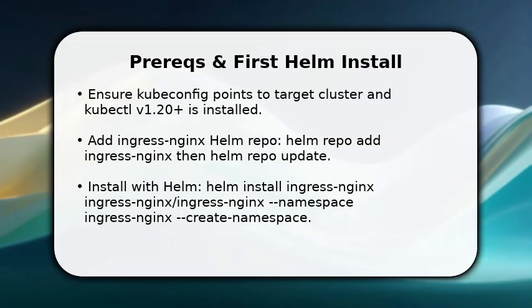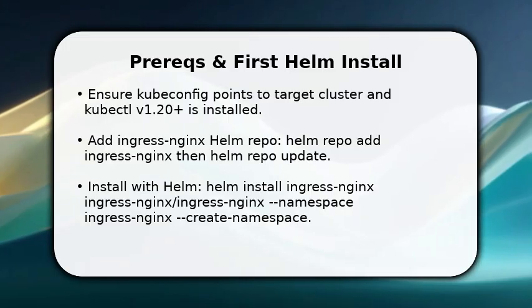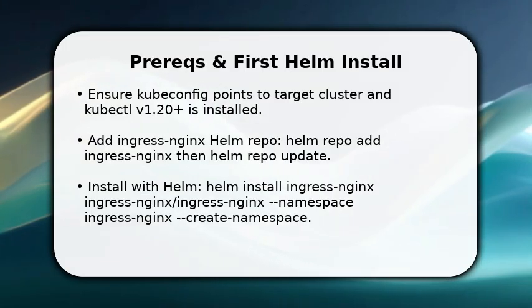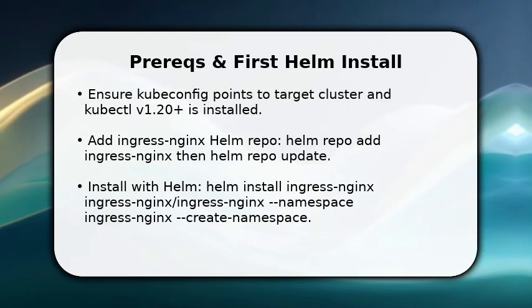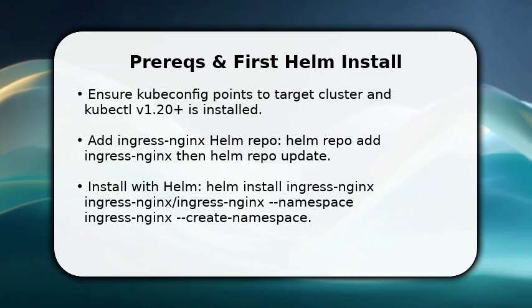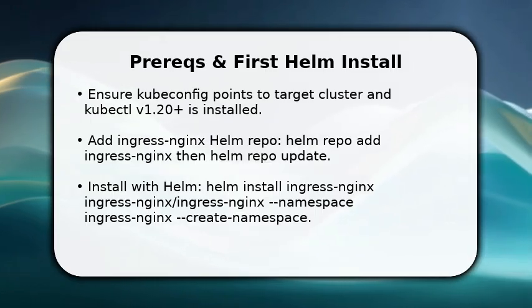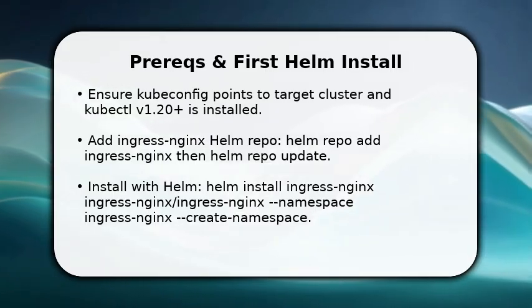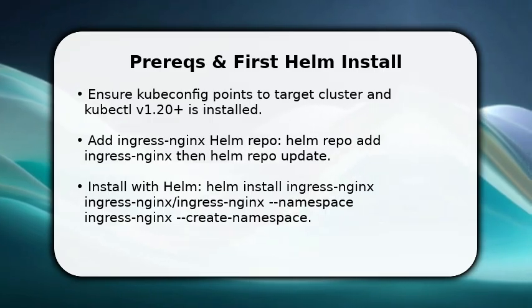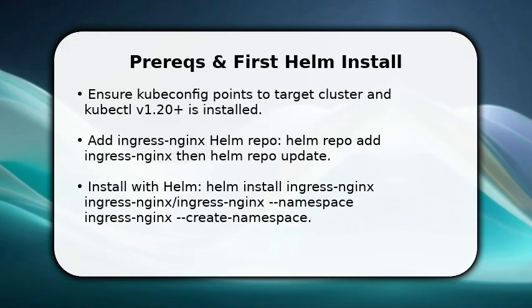You already have a cluster and kubeconfig. Start by adding the official Ingress NGINX Helm repo and updating it so you pull the latest manifests. Then create the ingress-nginx namespace and run Helm install with a clear release name. This deploys the controller deployment, service, CRD, and default config map. You do this to get a supported, upgradable release and consistent manifests.